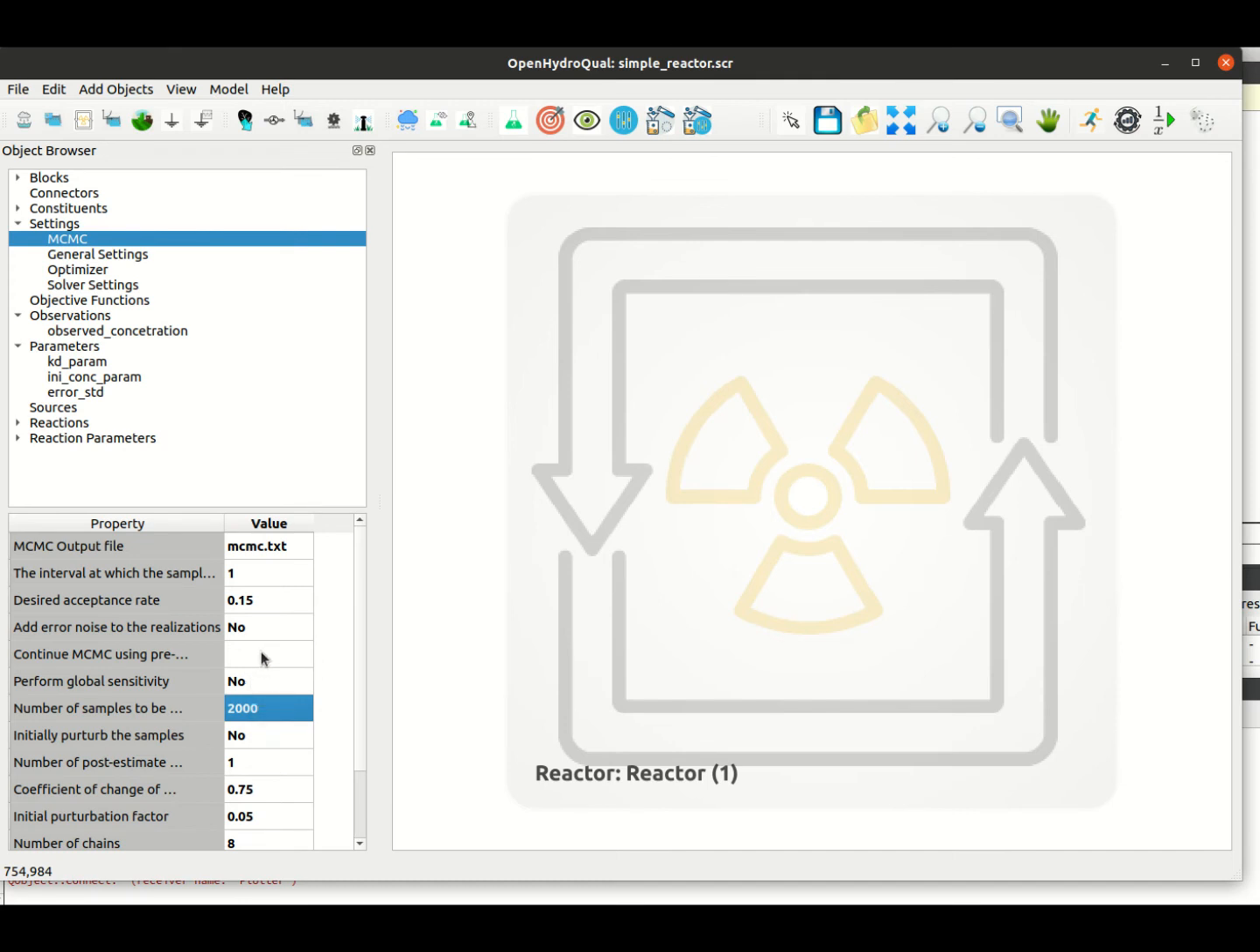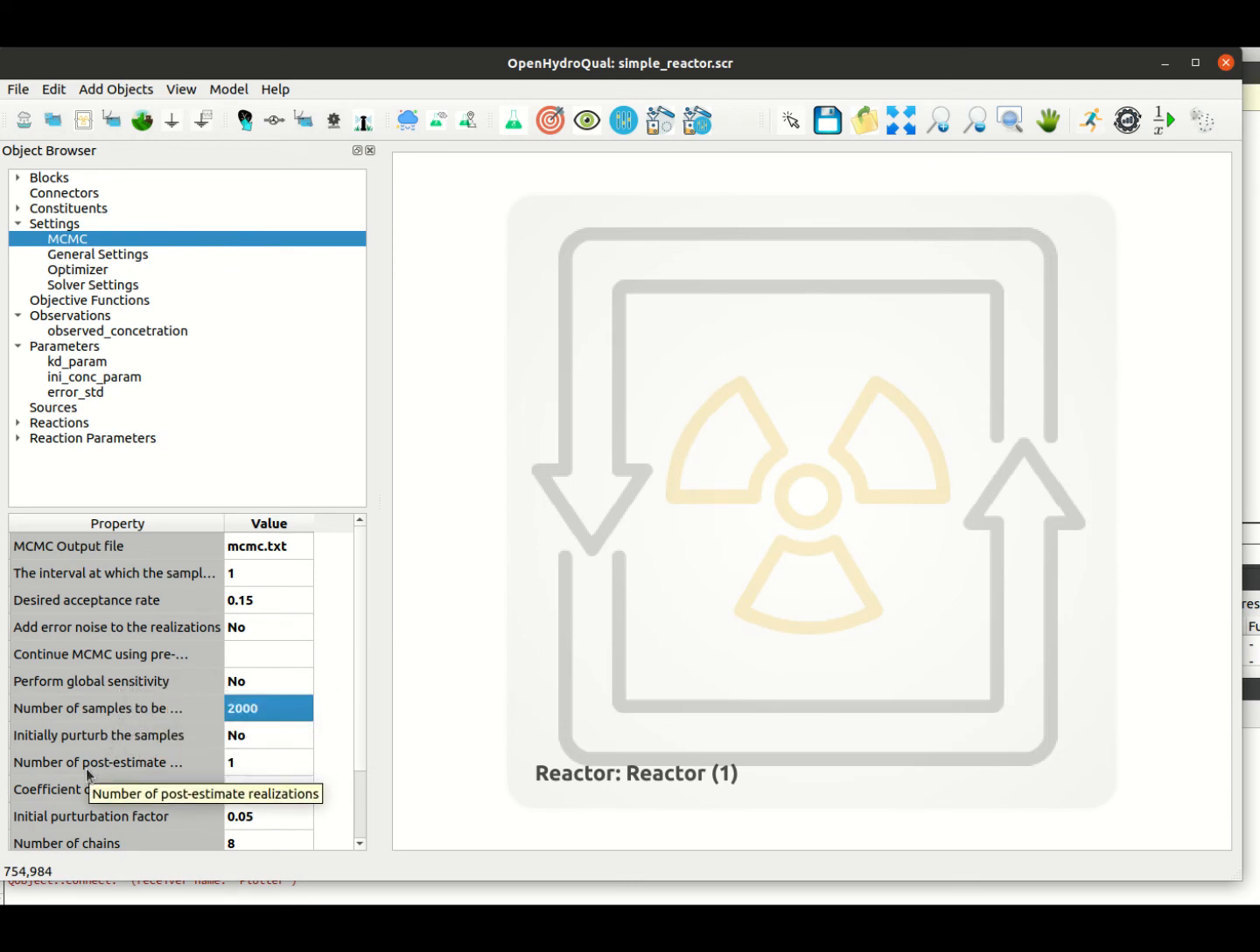Then I'm not going to change the desired acceptance rate. What it does is that the algorithm starts from a perturbation factor, and then the perturbation factor is adjusted so that we get an acceptance rate of 0.15. That means 15% of our samples will be accepted, roughly speaking. So I can keep it at 0.15. People who are not familiar with the Markov Chain Monte Carlo, just know that 0.15 is a reasonable value.